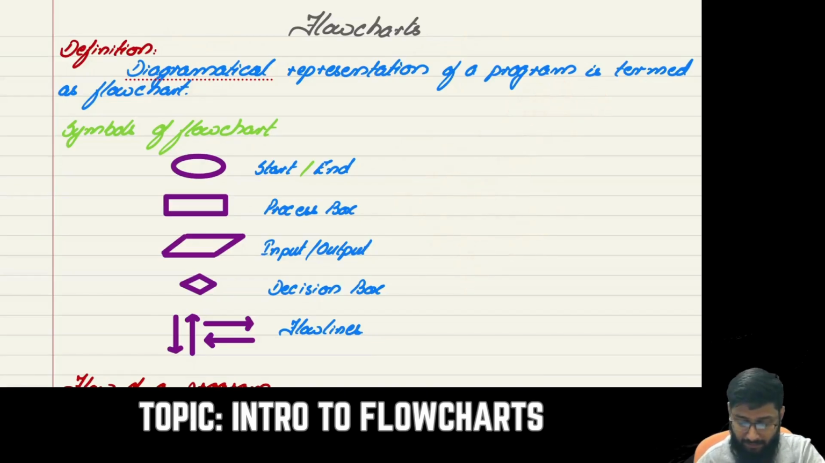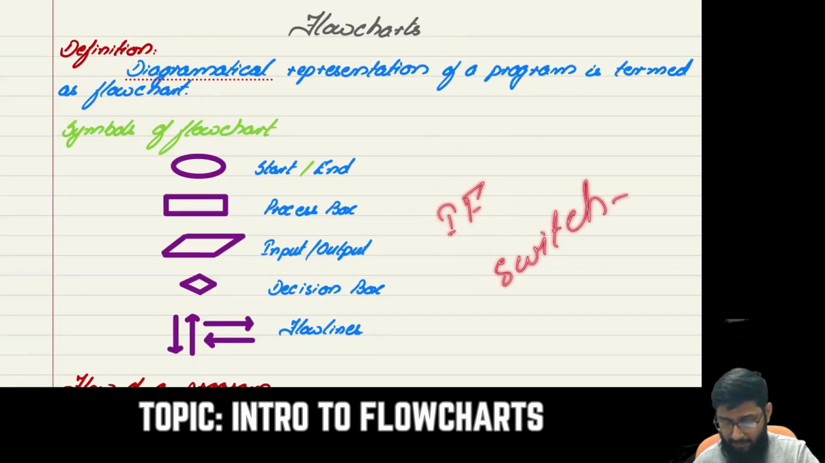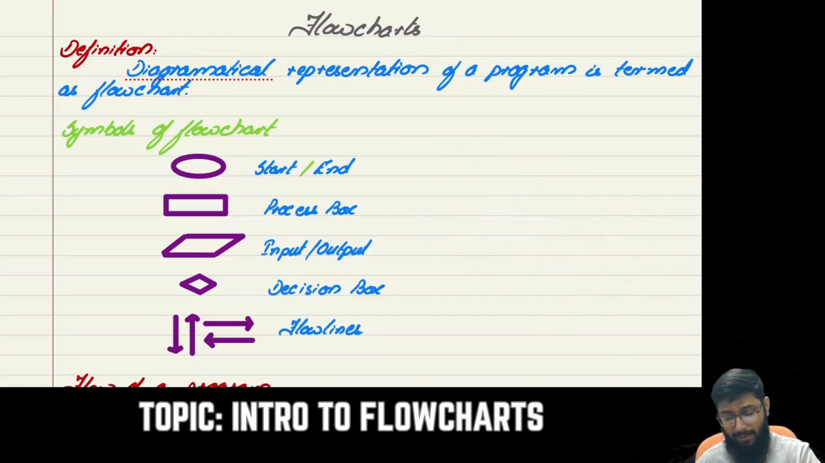Then we have the input output. That means if you are going to take anything from the user, or display anything to the user, it will be represented in this parallelogram. Then we have a diamond shape, which you may call a rhombus as well, that is utilized to check conditions. Conditions could be if conditions or switch case as well. We will be dealing with all of these conditions. This is what the decision box is utilized for.